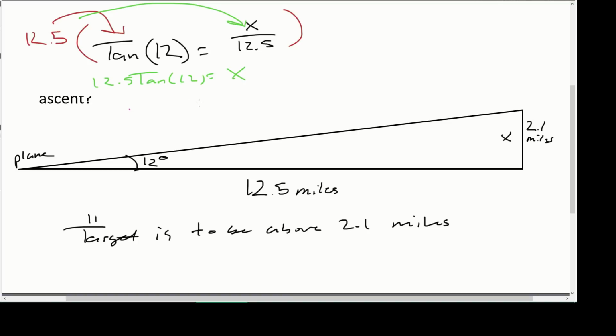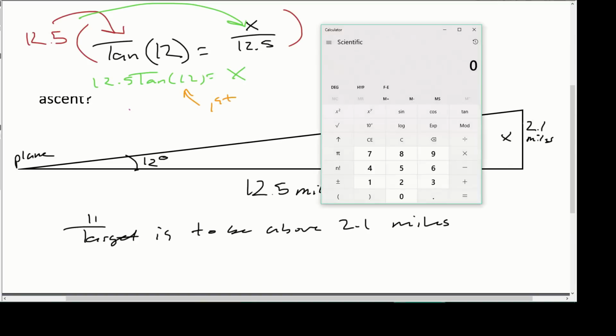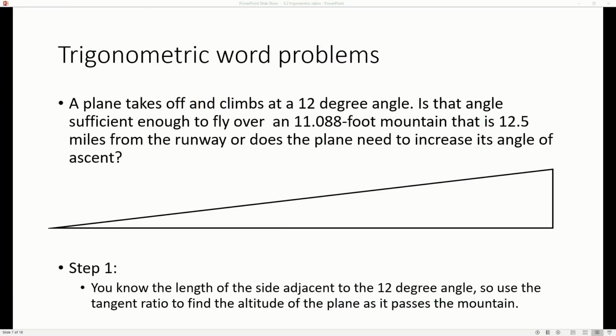So I'm going to put this in first. You're just going to see I'm just going to type 12. Then I'm going to hit the tangent button second. I did say not to say tan or sin or cos. So I'm going to hit tangent.